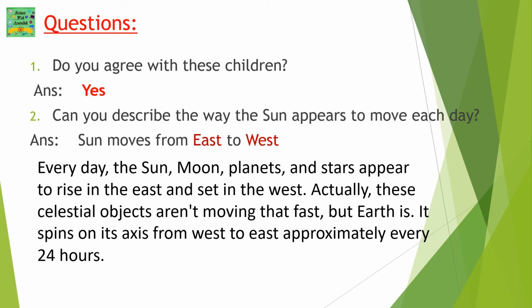Every day the sun, moon, planets, and stars appear to rise in the east and set in the west. Actually, these celestial bodies aren't moving that fast, but Earth is. It spins on its axis from west to east approximately every 24 hours.